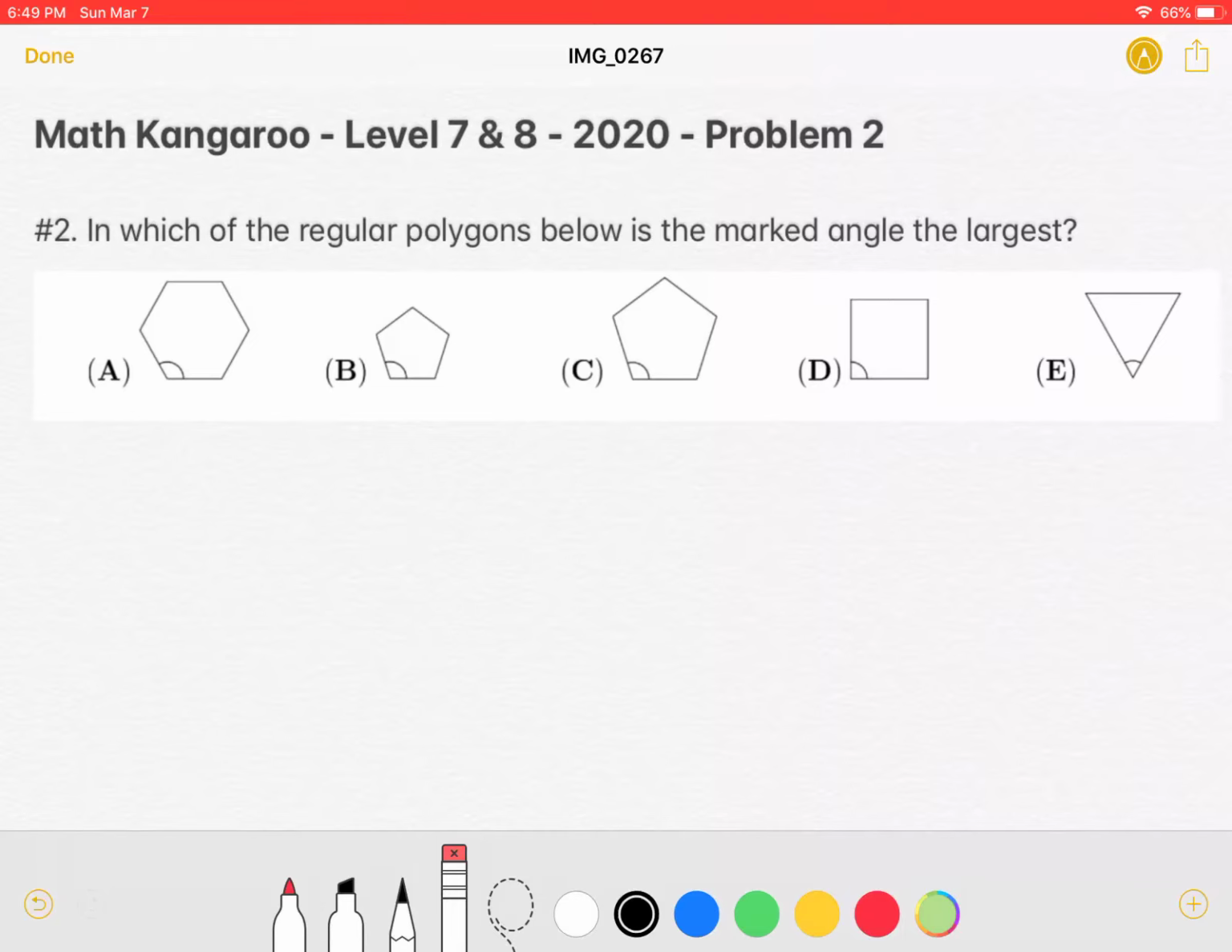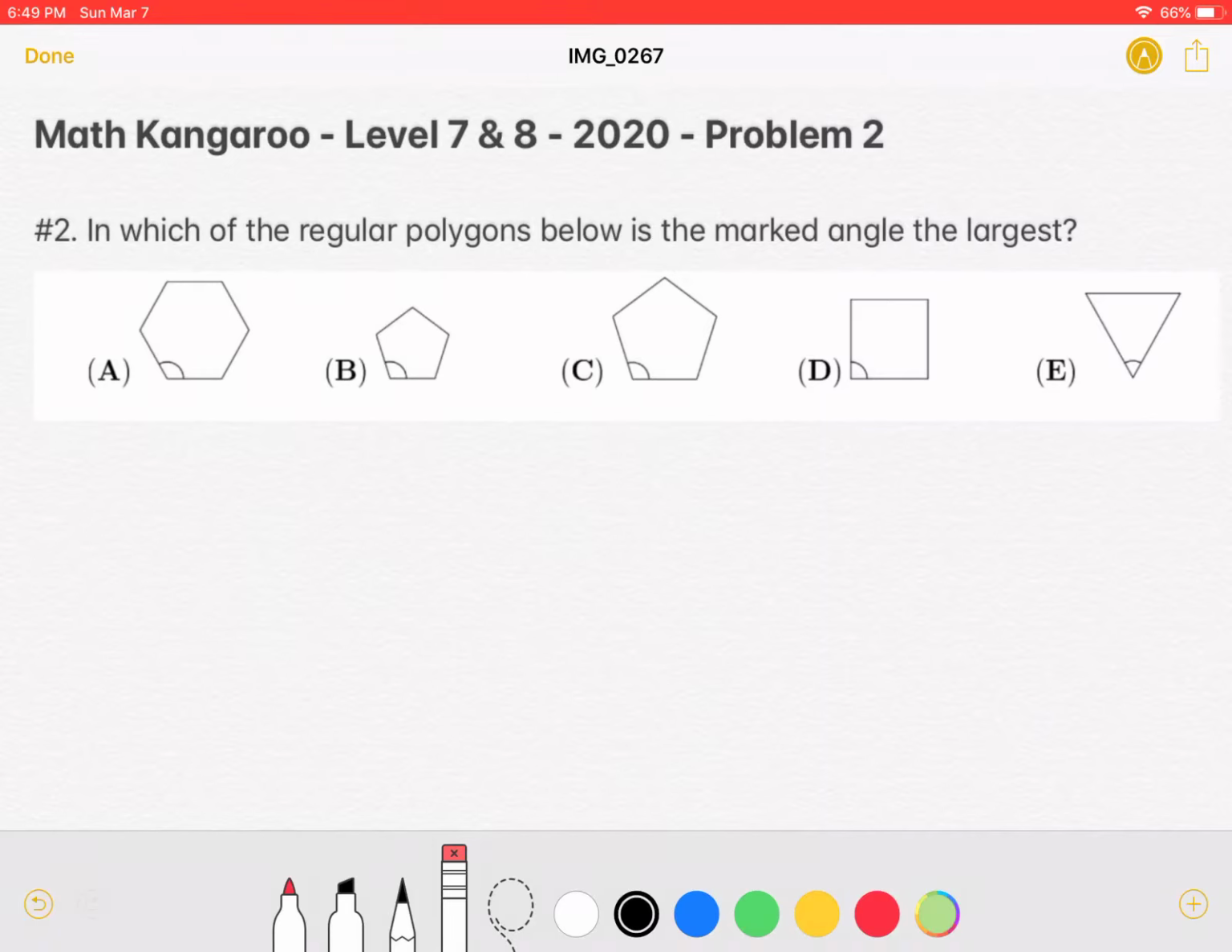Today we're going to be solving problem 2 from the Math Kangaroo Level 7 and 8 2020 question paper. Number 2 reads, in which of the regular polygons below is the marked angle the largest? A, an angle of a hexagon, B, an angle of a pentagon, C, another angle of a pentagon, D, an angle of a square, or E, the angle of a triangle.